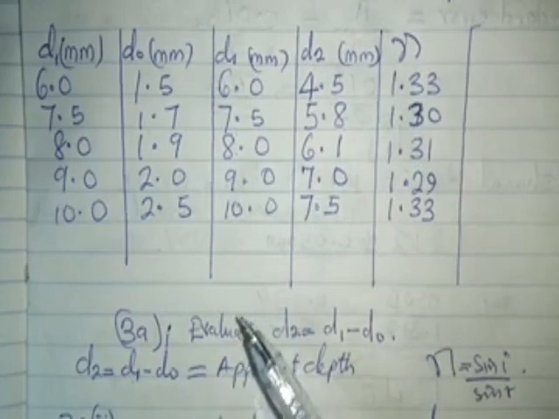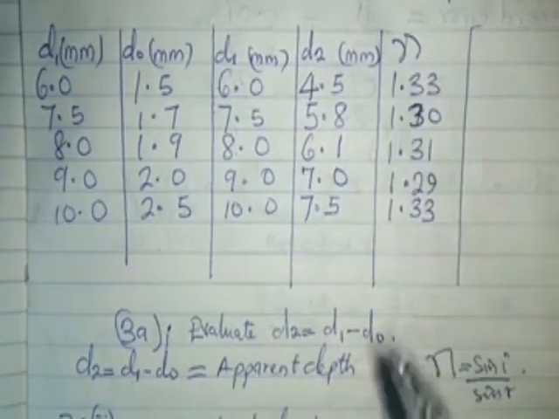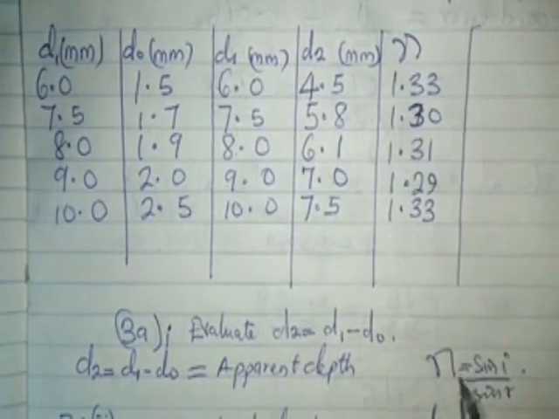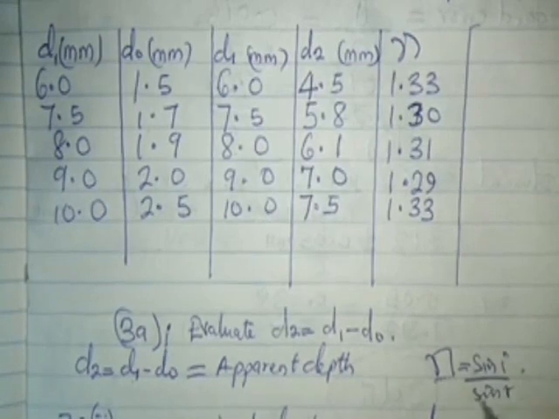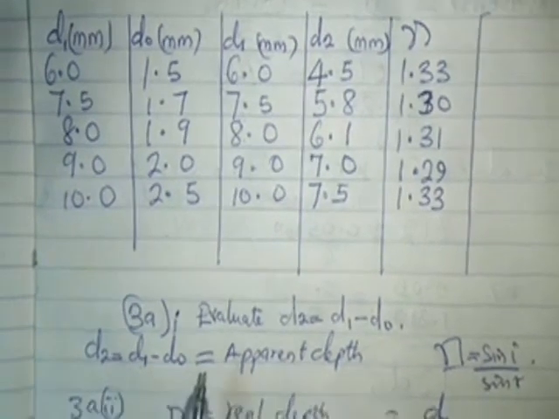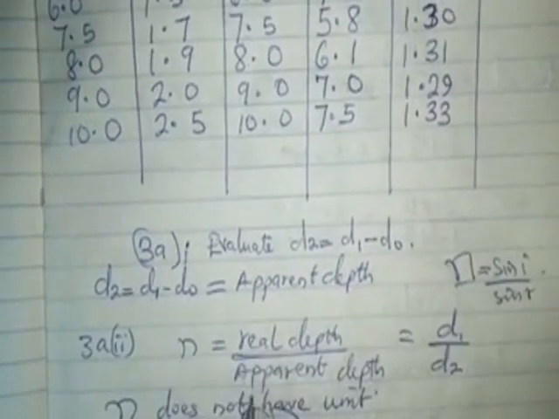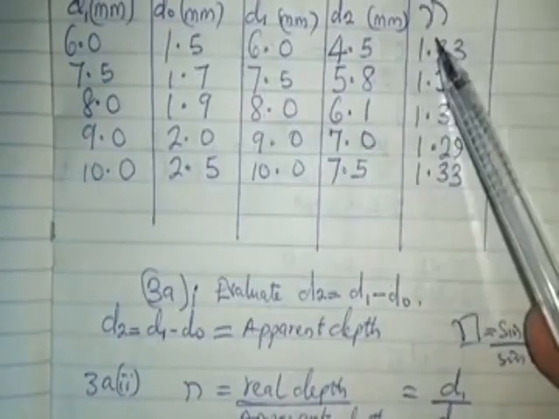Then we go to the next one. The next thing they asked us to do was to make this refractive index. Remember the famous refractive index formula: the sine of the incident angle divided by the sine of the refracted angle. At this point we were asked to make this column which I'm showing you here.